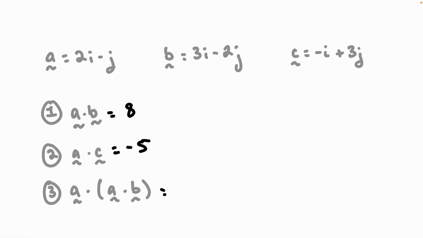And the last one is A dotted with the vector A plus B. It should say plus, not dot. So this is the last one. Pause the video and give this a shot yourself.